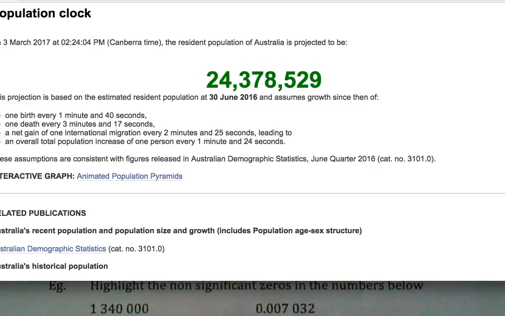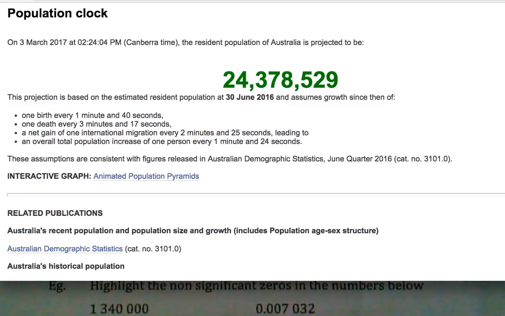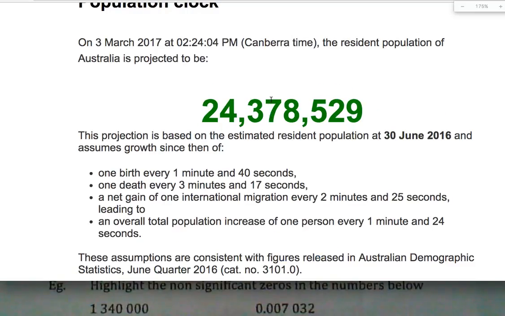So, another example of significant figures. The population in Australia as of the 30th of June 2016 is 24,378,529. No one goes around saying Australia has 24,378,529. People might say Australia's population is about 24 million. Do you get it? They're not going to say even probably 24.5 million. They often just give it to the nearest million.